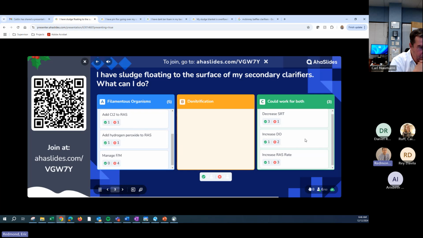The reason increasing DO can work for denitrification is, again, we talked about it a little bit, we're making sure we don't have DO going from the aeration basins into the clarifiers. And then increasing RAS rate, that one is really to make sure that instead of having a 5-foot blanket, you have a 1-foot blanket. So you're controlling that blanket depth to make sure that it's not going anaerobic and basically denitrifying everything that's in there.